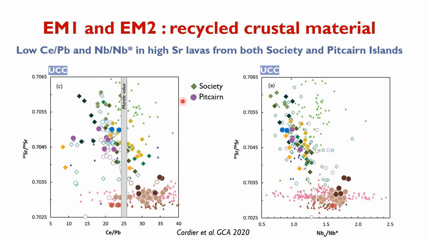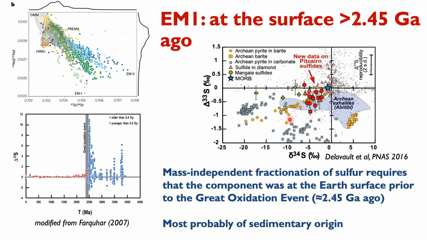You see here that the EM1 type of rock is shown as Pitcairn, the purple circles here, and it's just like the EM2 Society samples. When the strontium goes up, the cerium-lead ratio goes down. When the strontium goes up, the niobium anomaly increases going towards continental crust. So it's very common features.